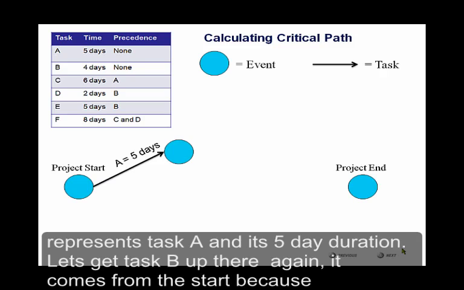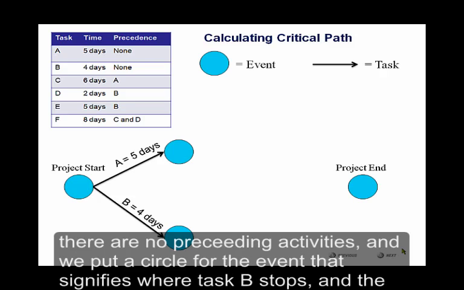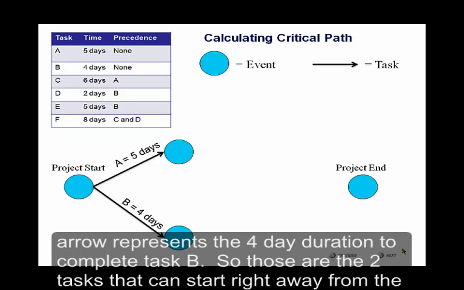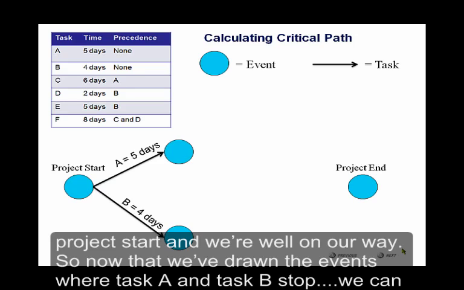Let's get task B up there. Again, it comes from the start because there are no preceding activities, and we put a circle for the event that signifies where task B stops. And the arrow represents the 4-day duration to complete task B. So those are the 2 tasks that can start right away from the project start, and we're well on our way.